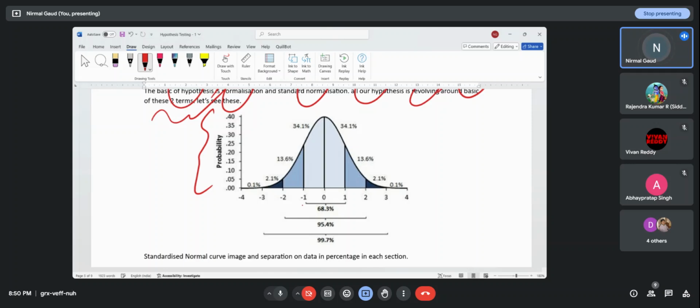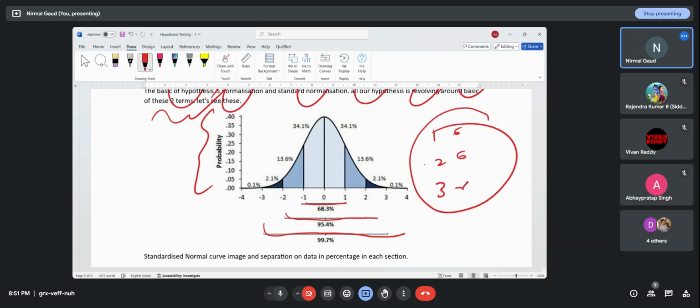Okay, so this is 68%, this is 95.4%, and this is 99% of the data. 1 sigma, 2 sigma, 3 sigma. I hope you remember. 1 sigma, 2 sigma, and 3 sigma. Okay, fine. So that's what I taught you.